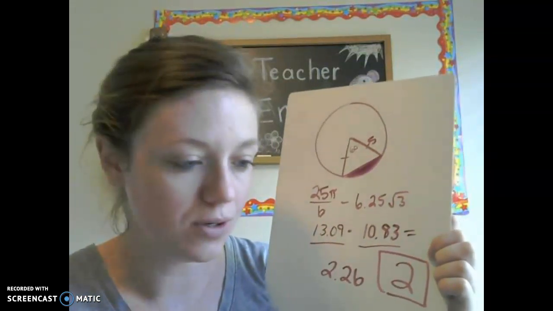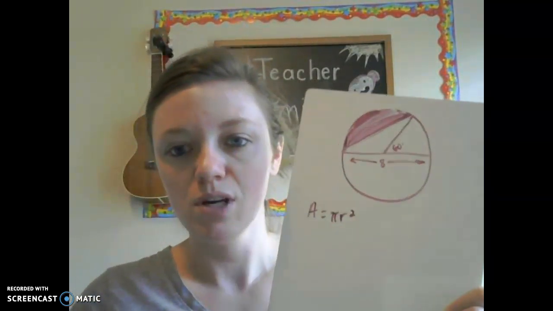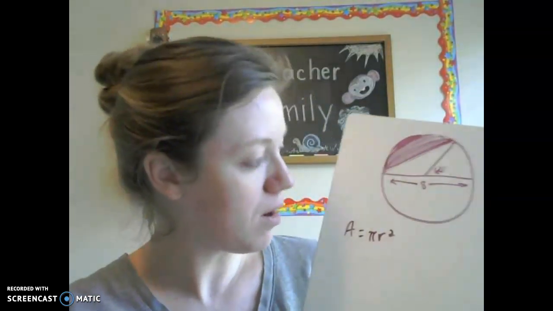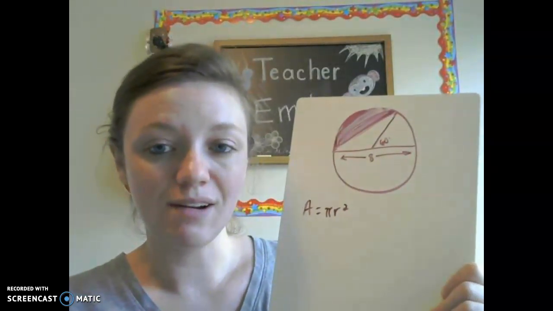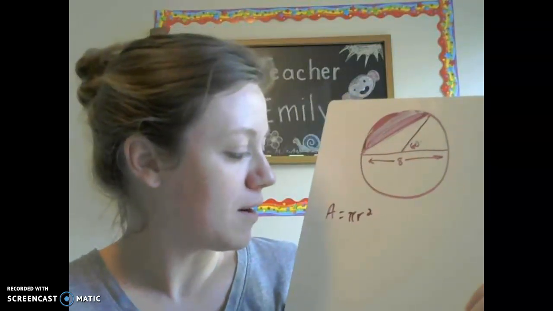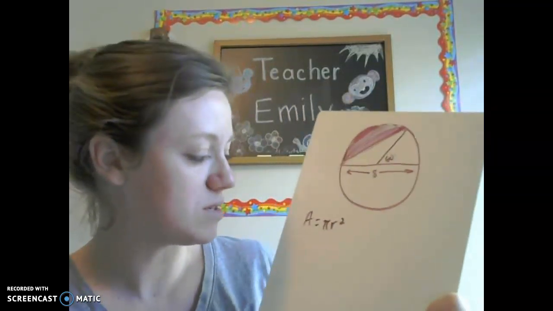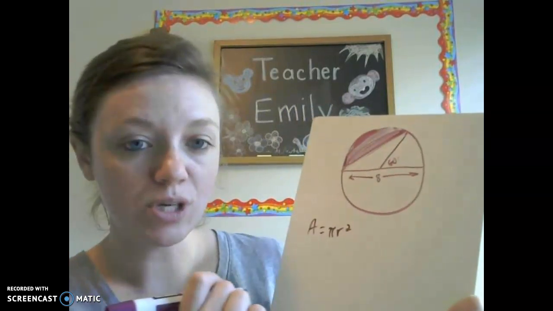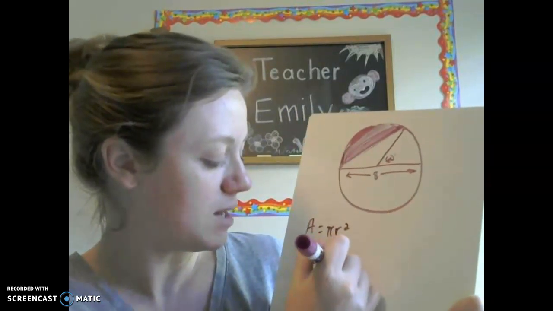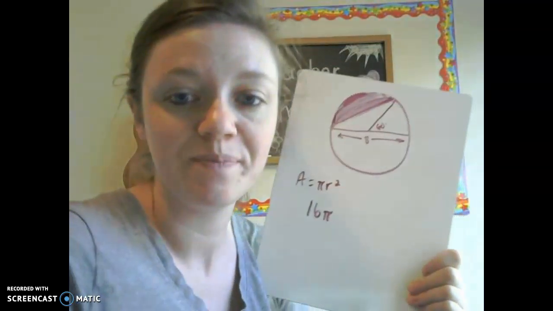Last one I want to talk about is number 20. It looks a little something like this. We're doing another segment of a circle, the shaded area right there. So we need to start with the entire area of the circle, which is area equals pi r squared. So we know that the diameter is 8, which means the radius is half of that, so the radius is 4. 4 squared is 16, so the area is 16 pi. Hopefully you followed that. We've done it several times.